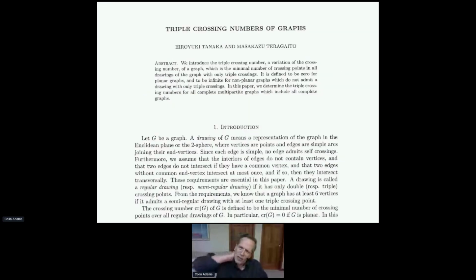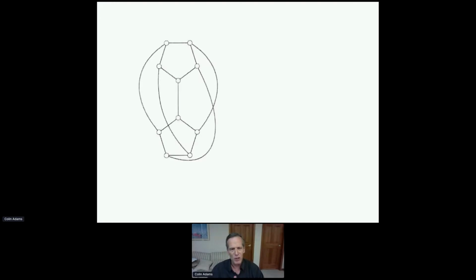So about a decade ago now, I was teaching a course on graph theory, and I was looking for papers that I thought were readable for the undergraduates, and I stumbled across this paper on the arXiv called Triple Crossing Numbers of Graphs, due to Tanaka and Teragaito. And Tanaka and Teragaito are graph theorists, and they were interested in the question that graph theorists are always interested in, which is, if you want to draw your graph, some graph that somebody's handed you, in the plane, how can you do it so that the number of crossings generated by edges crossing each other is minimal?